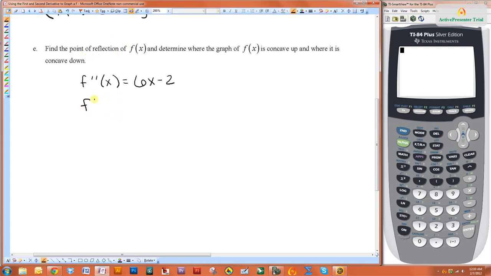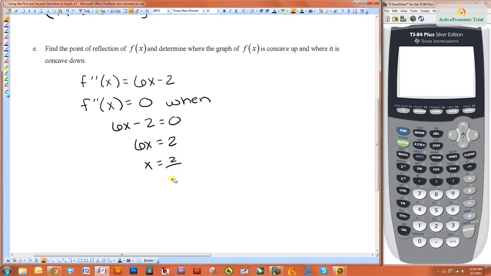So the first thing we need to do is determine when this second derivative equals 0. I just said, well, 6x minus 2 equals 0. So 6x equals 2. So x is equal to 2/6, which is equal to 1/3. Okay?